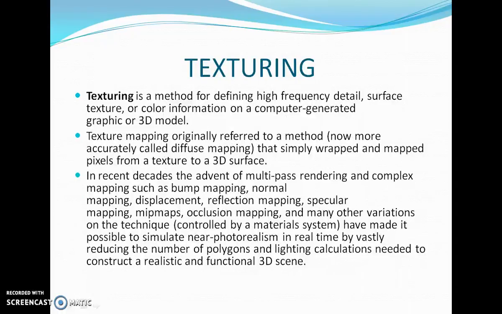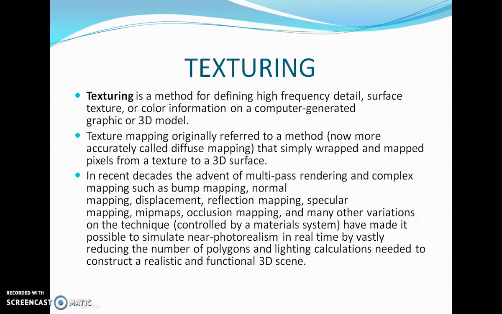Now we will talk about texturing. Texturing is a method for defining high frequency detail, surface texture or color information on a computer generated graphic or 3D model. Texture mapping originally referred to a method, now more accurately called diffuse mapping, that simply wrapped and mapped pixels from a texture to a 3D surface.